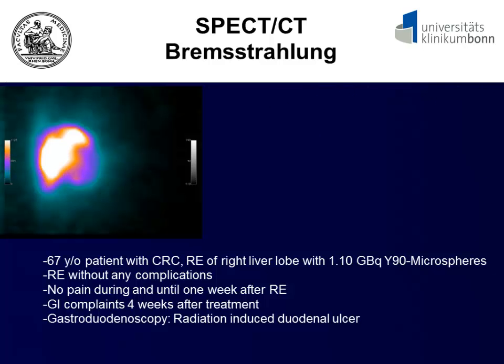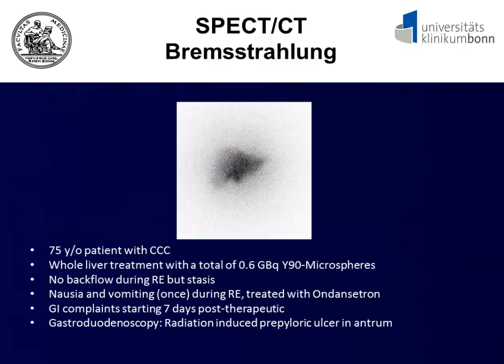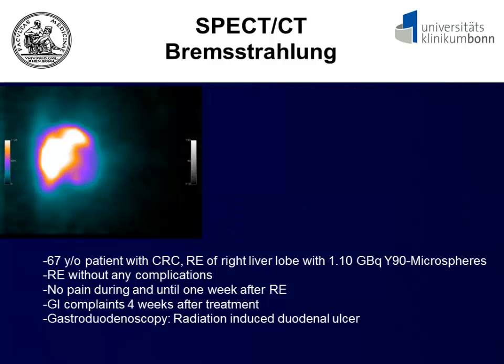As you see here, in the SPECT you can't see anything, but in SPECT CT you find this accumulation is not in the liver and is in the duodenum, and duodenoscopy showed also radiation-induced duodenal ulcer.